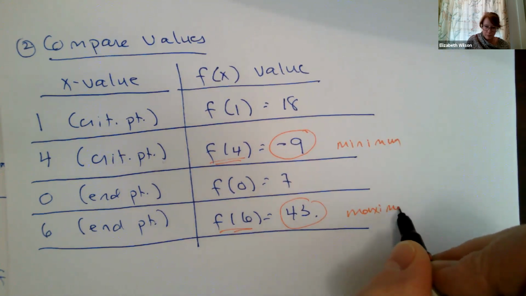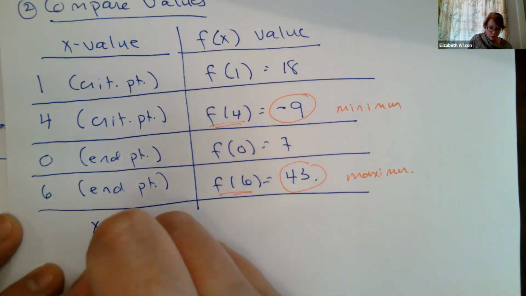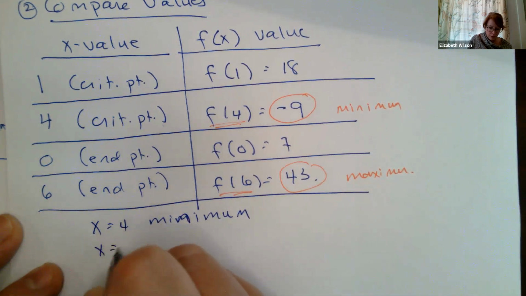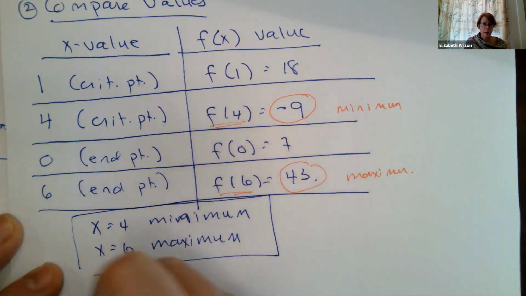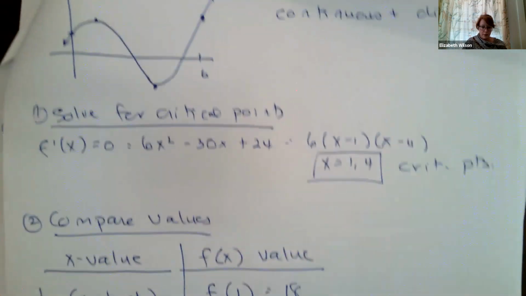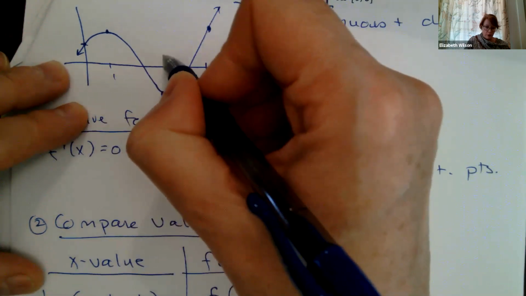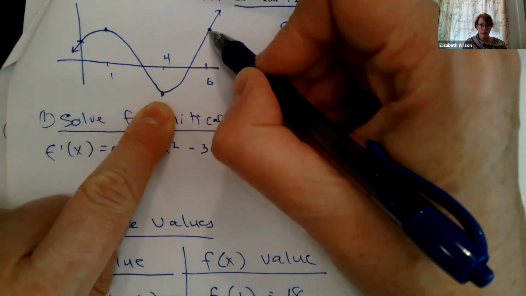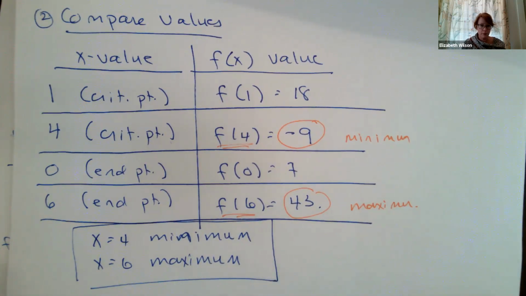This is a maximum. Okay, so what we do is we write it like this. What are our x values? x equals 4 gives us a minimum. x equals 6 gives us a maximum. Okay. I needed to check my endpoints because it's a closed interval. My function is going to be defined here, right? So that's 1, this is 4, okay? This right here is my minimum. This right here is my maximum, along this closed interval. I must check my critical points and my endpoints, okay?